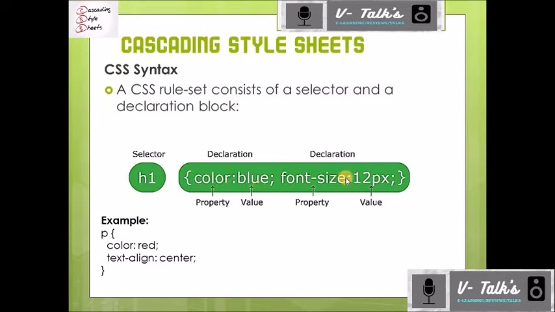Its color will be blue, its font size will be 12 pixel. Okay, so that's the use of cascading style sheet. Remember, if you are not using cascading style sheet, you have to start the p tag and give the color red, text align center to every p tag. Okay, that's a waste of time. Every p tag you have to give the same property if you are not using cascading style sheet.